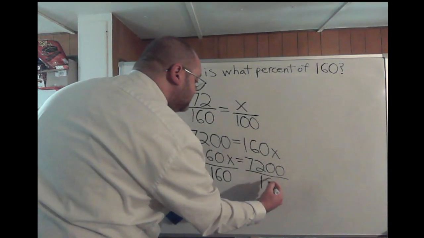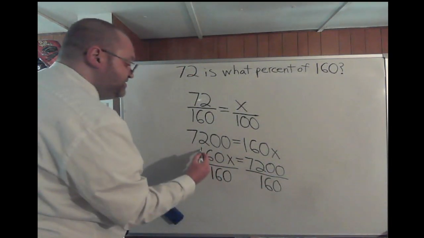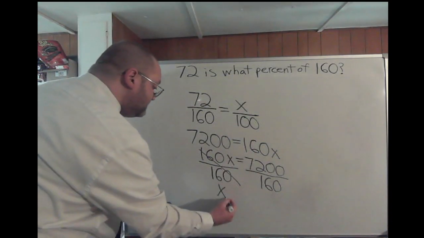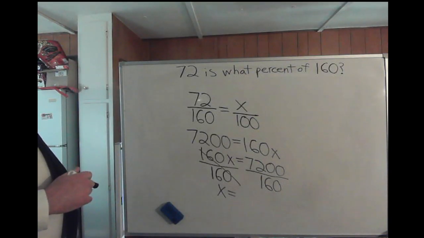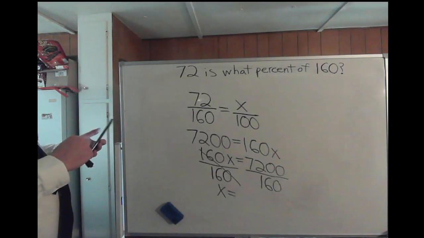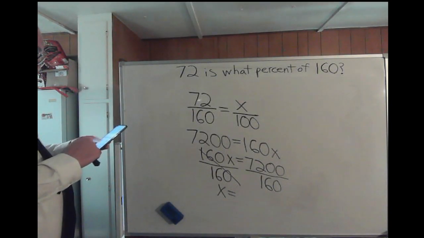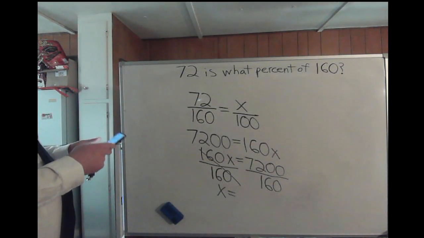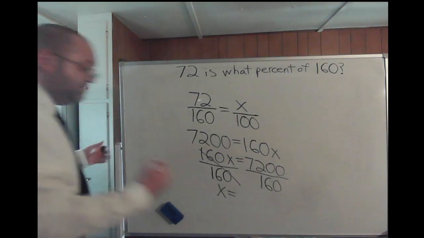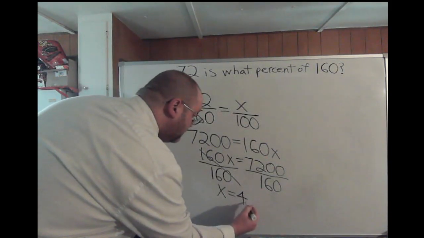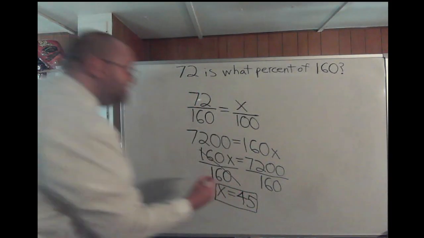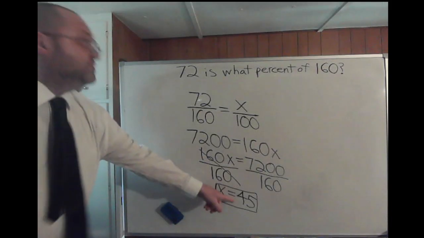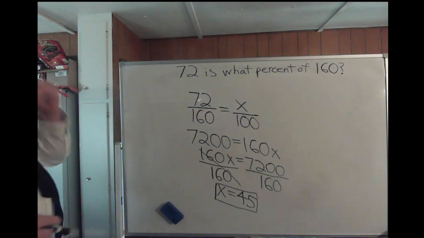So on the left hand side, the 160s cancel out. You're just left with x. That's equal to 7,200 divided by 160. Let's go ahead and put that into the calculator. 7,200 divided by 160, I come up with 45. So the answer is that 72 is 45% of 160.